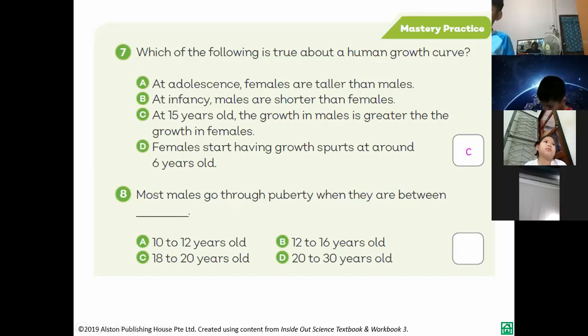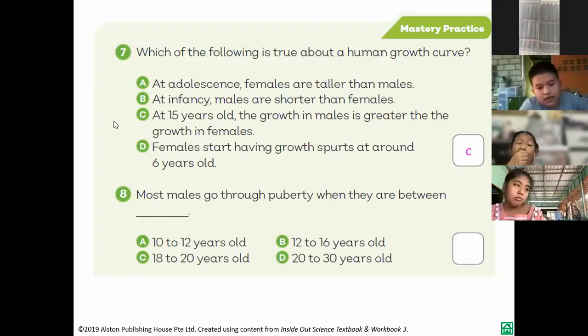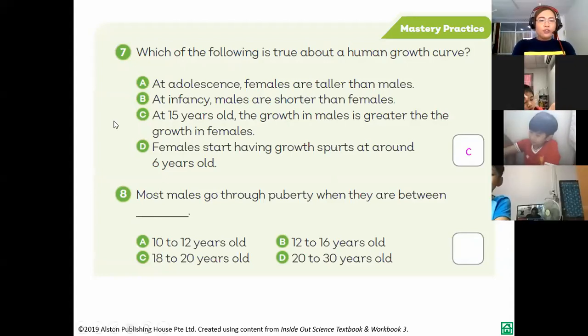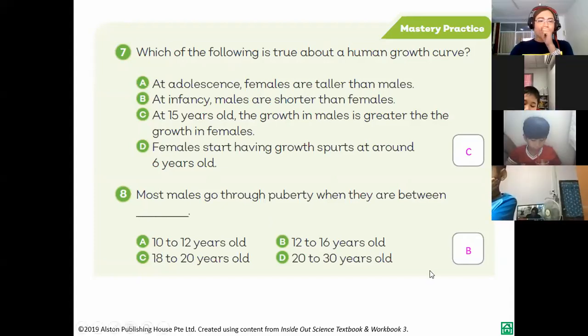So question number 8, class. Most males go through puberty when they are between what age? Letter A, 10 to 12 years old. Letter B, 12 to 16 years old. Letter C, 18 to 20 years old. Letter D, 20 to 30 years old. What letter? 12 to... Okay, very good. So the answer is letter B, 12 to 16 years old. So write the answer for number 8.